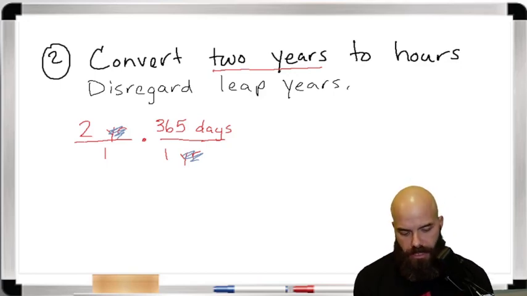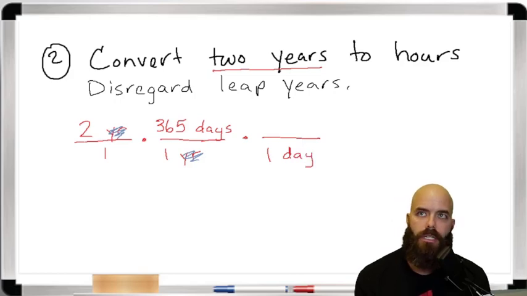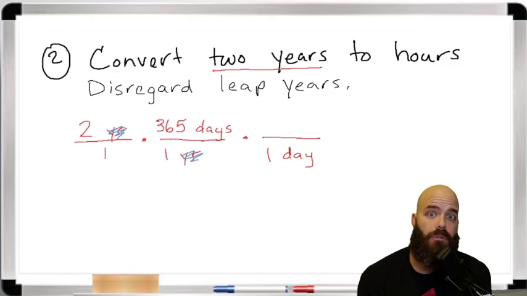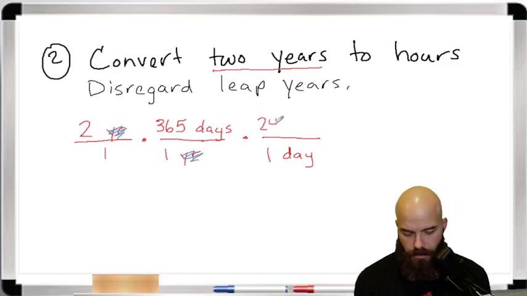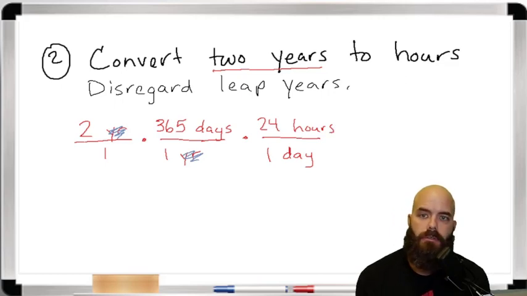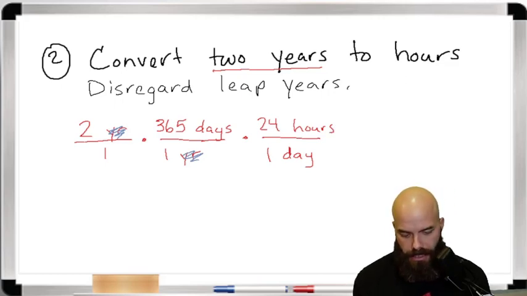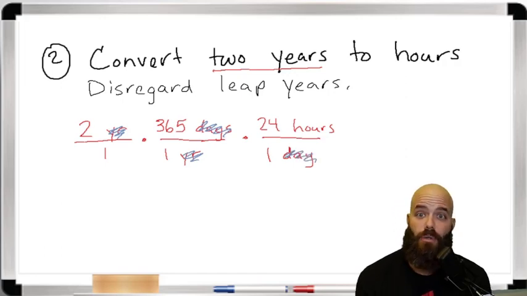So now we need to say, okay, well, I need to cancel out my day unit. So 1 day. Okay, so 1 day is 24 hours. So in my numerator, I'm going to write 24 hours, right? And therefore, my day unit cancels out. And so what do I have left in terms of units? Just hours. That's exactly where I want it to end.